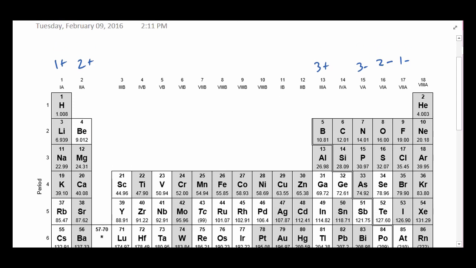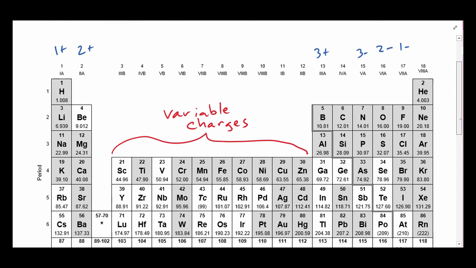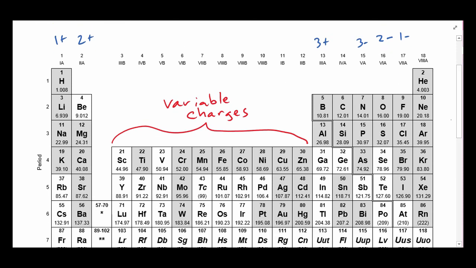Now, in the middle portion of the periodic table, we did not assign charges to these. And that's because these have variable charges. And there's no real need to memorize what the charges are, because if we were to encounter one of these in a chemical formula, we would encounter it something like this.